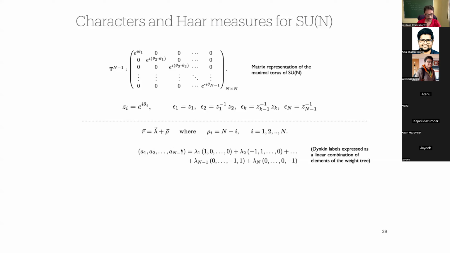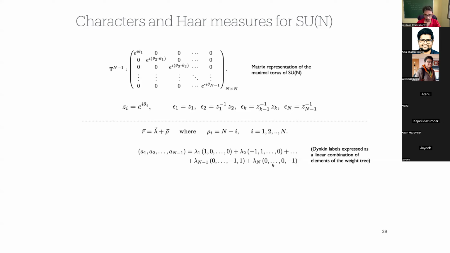Let me introduce one representation. I don't know what the dimension of the representation is, but I know the Dynkin label is given in this form: A1, A2 up to A(n minus 1). Now the elements of the weight tree I discussed: you start with the highest weight of the lowest-dimension fundamental representation, and then you subtract alpha 1, alpha 2, those rows of the Cartan matrix, and you get all these elements. You stop where you get this quantity all 0 and the last element minus 1.